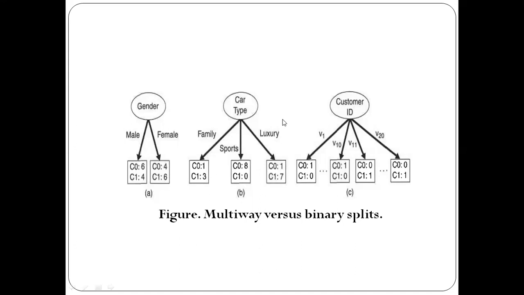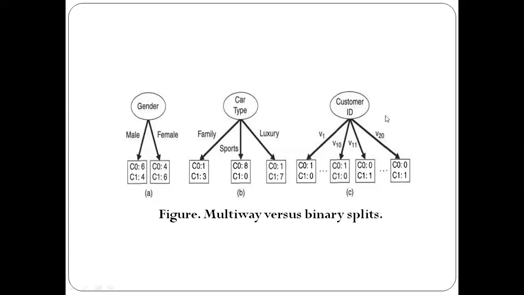In the same way we have seen the multi-way splitting of the training records. For the car type, whether it is family, sports or luxury, based on that we have again assigned the training records to one of the classes, C0 and C1. For family, the total number of records that belong to C0 is 1, and to C1 it is 3. For sports car, the number of records that belong to class C0 is 8, and to C1 it is 0. So based on the car type attribute also we have divided the records.